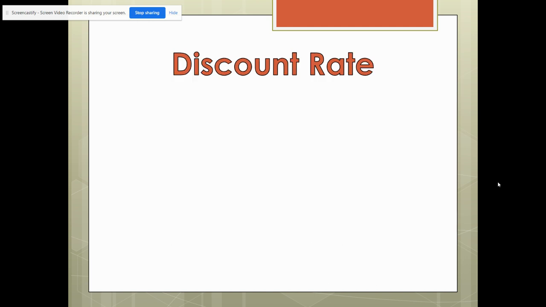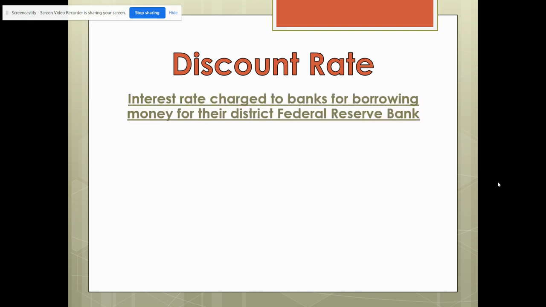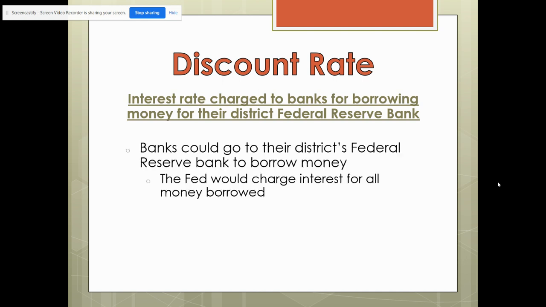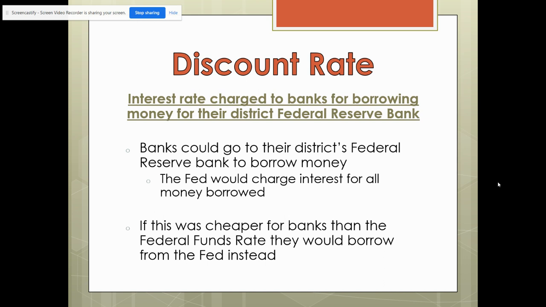The other option they have is the discount rate. So this is the interest rate charged when banks borrow from the Federal Reserve Bank in their region. Okay, so if Bippus State Bank goes to Chicago Fed to borrow the $5,000, the interest that they pay is the discount rate. So when you're reading and you're talking about the discount window, that's what this is referring to.